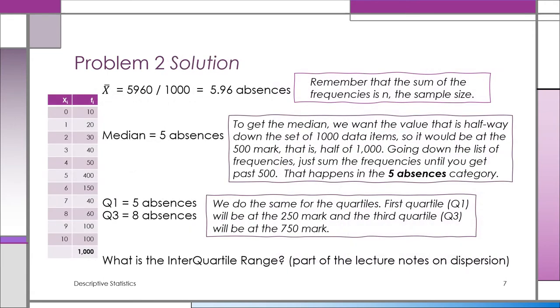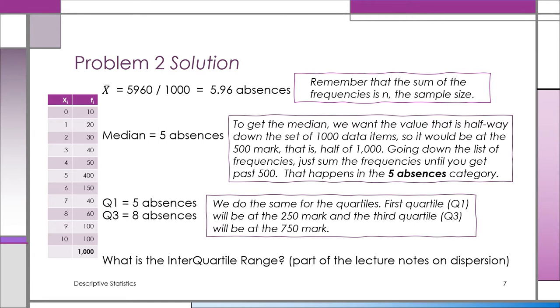Okay, now let's get the median, and then we'll do Q1 and Q3. The median is the middle value when you order the data. The data is already ordered for us. It goes from lowest, 0, to the highest, 10. We have 1,000 observations, so it's going to be the middle value at the 500 mark. So think about going down 500 in frequency. We have 10, our first frequency for the 0, plus 20 is 30, we're not yet at 500. Another 30 is 60.